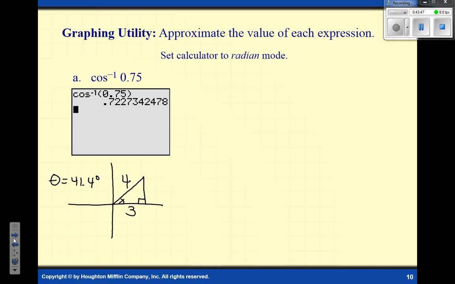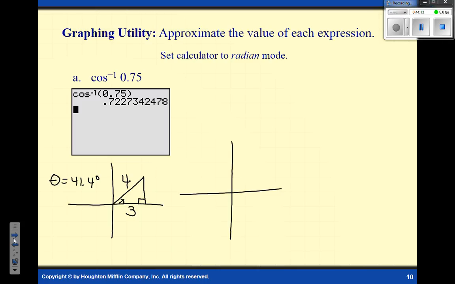Okay, now put your calculator in radian mode. It's like second and the little negative sign. Got it? Okay, so you're in radian mode. Now put in inverse cosine 0.75. Did you get this 0.7227? Okay, so let's do something.